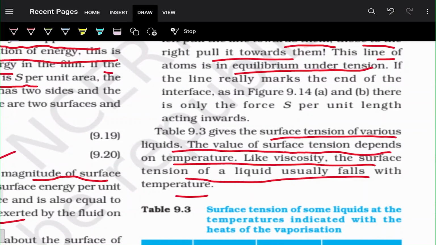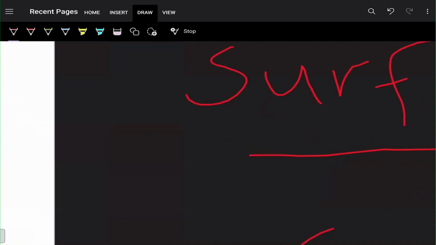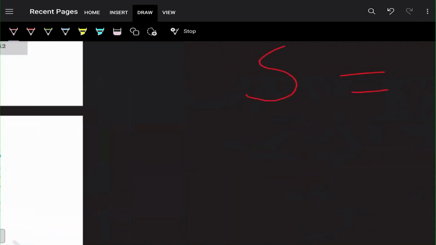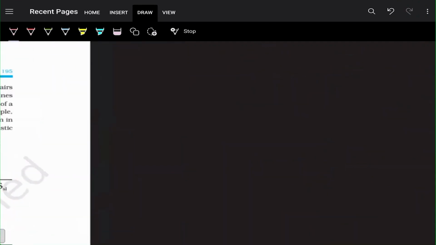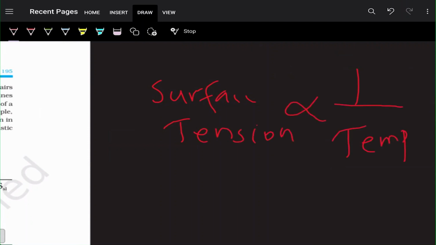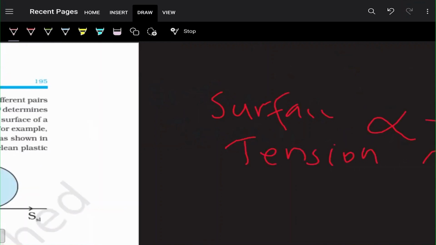So, what is the relation between surface tension and temperature? The surface tension and temperature relation is that surface tension is inversely proportional to temperature. Correct. Surface tension is inversely proportional to temperature.